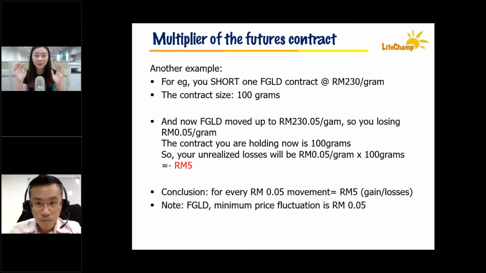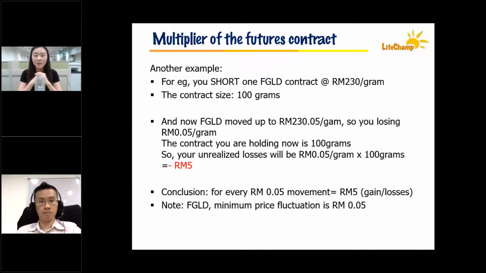So let's say we take an example, you short one gold futures contract. So you're profiting from price dropping, right? Let's say you get in at 230 per gram, and then the price moved up to 230.05. Why 0.05? Because for FGLD, the minimum price fluctuation is 0.05, meaning tick size is 0.05. So it moved up to 230.05, meaning 0.05 against you.